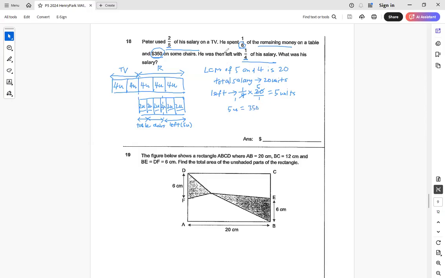Okay, always we have to find 1 unit. So there will be 350 divided by 5. I will get $70 for 1 unit. Then let's go back to the question. What was his salary? His salary, remember, we found that the total salary must be 20 units, right? So we just write 20U will be 20 times your 1 unit, which is 70.